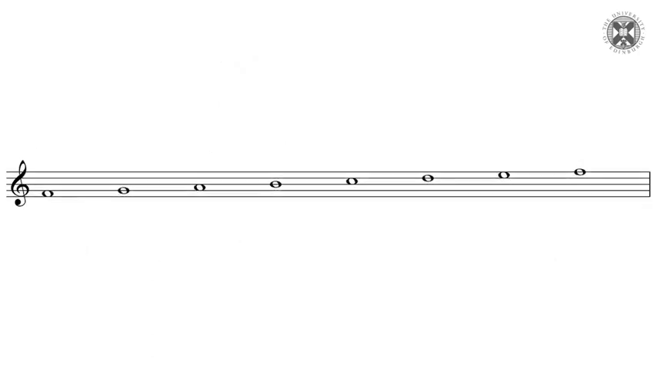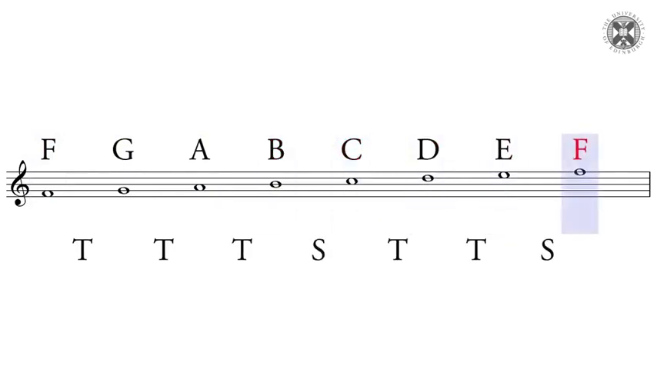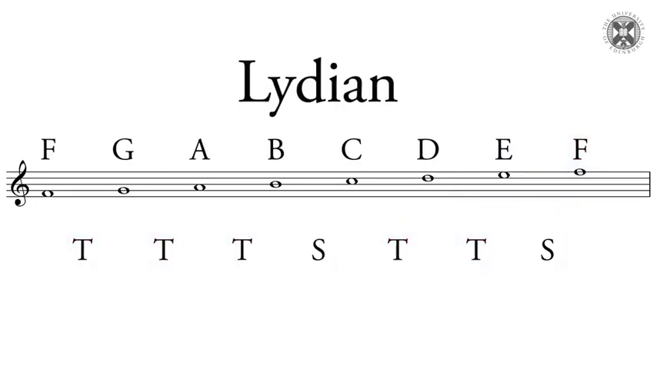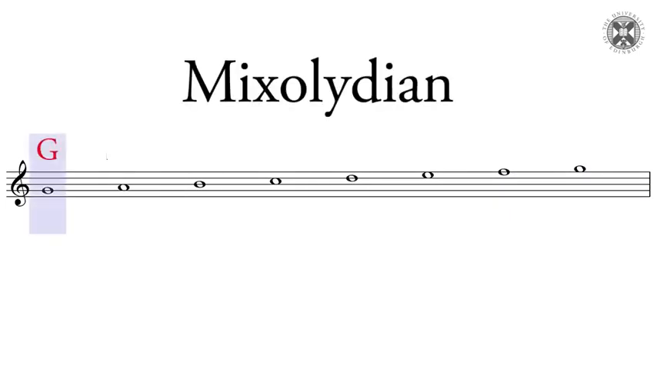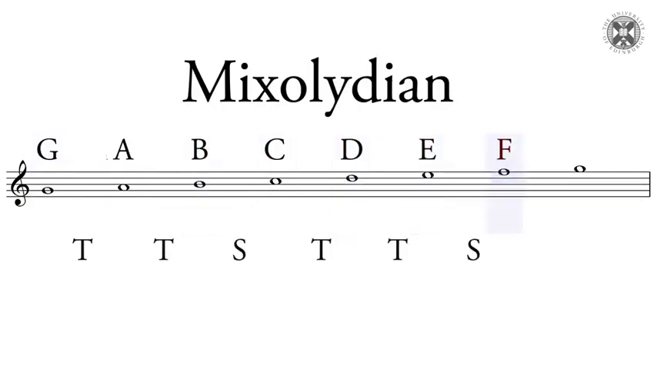Starting on F, we get F, G, A, B, C, D, E, F, which is now called the Lydian mode. Then on to G, which is the 5th degree. If we start this process on the 5th degree, we get something called the Mixolydian mode. We get G, A, B, C, D, E, F, G. This has got a very similar pattern of tones and semitones to the major scale, but it is slightly different. So again, we get a different sound, a different flavour, what we would describe as a different quality.